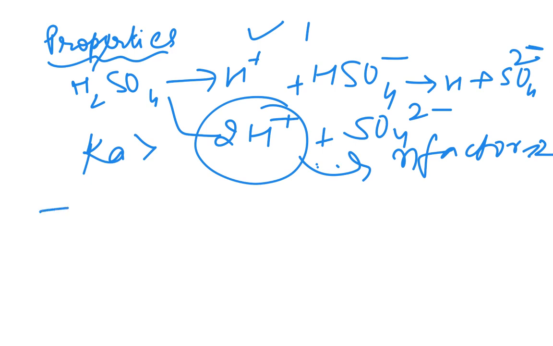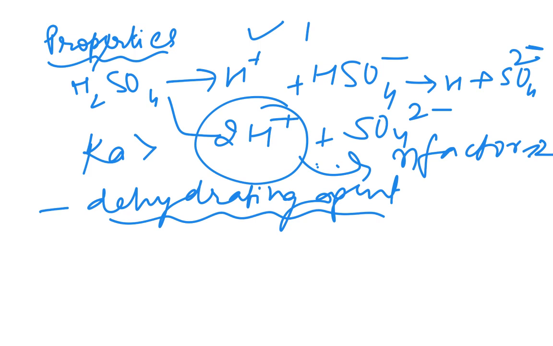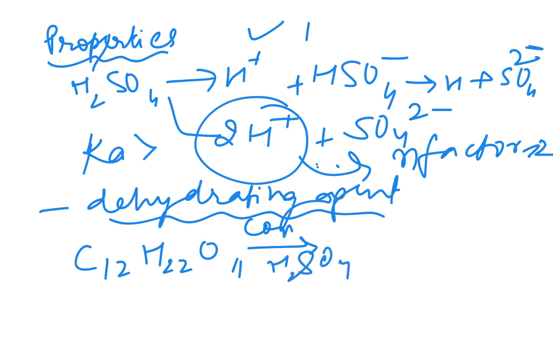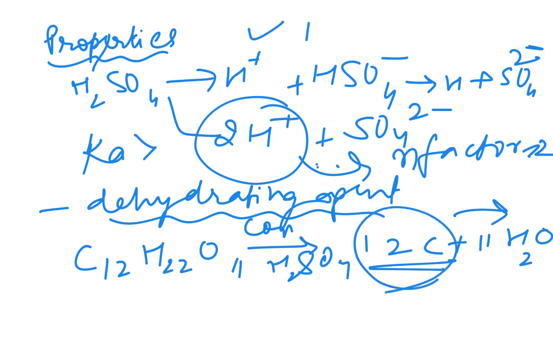It behaves as a dehydrating agent. This question was asked this year. An example of a dehydrating agent was asked. The example is C12H22O11. If you take concentrated H2SO4, then it will give 12C plus 11H2O. So it removes water and black carbon is formed. So it is an example of a dehydrating agent. Remember it, very important.